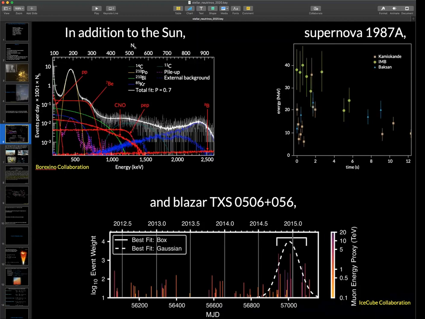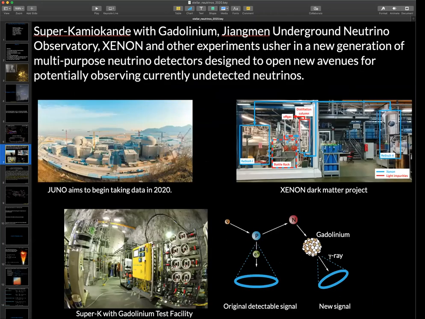Over the next decade, neutrino astronomy will probe the rich astrophysics of neutrino production in the sky. In addition to the sun, there are the latest Borexino collaboration results on neutrinos in the sun, 2018. Supernova 1987A, there is the famous 12 to 13 neutrinos from three detectors, Kamiokande, IMB, and Baksan. And most recently, blazar TXS, picking up neutrinos from a blazar.